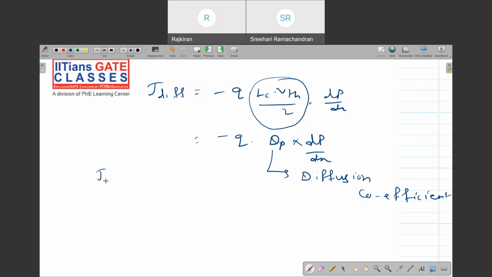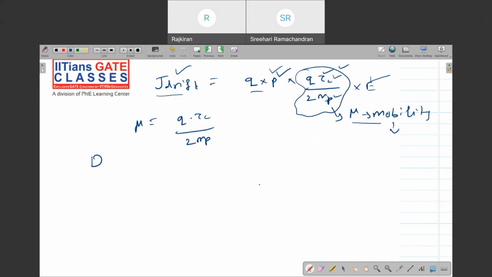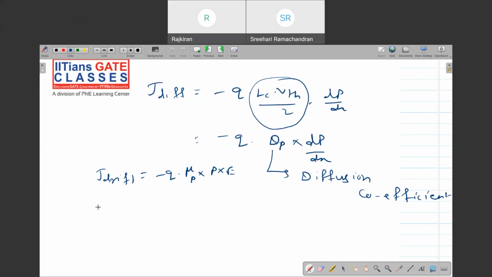So to summarize, I got J drift equal to Q into P into mobility into electric field, and J diffusion equal to minus Q into Dp into dp by dx. The drift current depends upon the external electric field, which is nothing but the potential gradient, dV by dx. So the drift current depends upon the gradient of potential, nothing but electric field. The diffusion current depends upon the gradient of concentration, nothing but dp by dx. Clear to you?